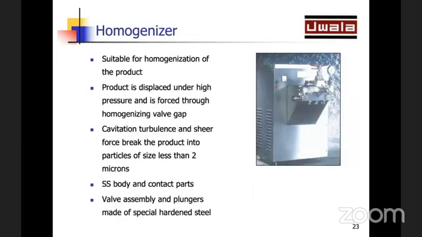The most important machine as part of the line is a homogenizer. I briefly talked about what it does. It is used for homogenization of product, that is making the product finer, breaking the large size particles into very small size so that the product becomes smooth and the overall taste of the product, etc., improves because of it.